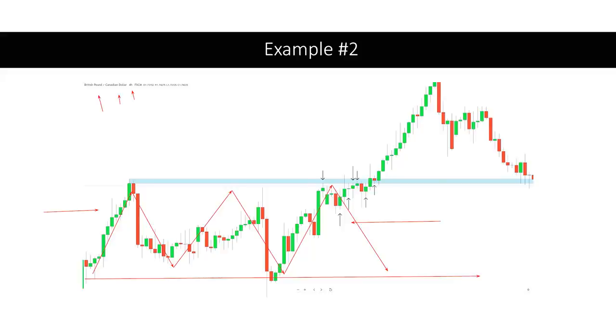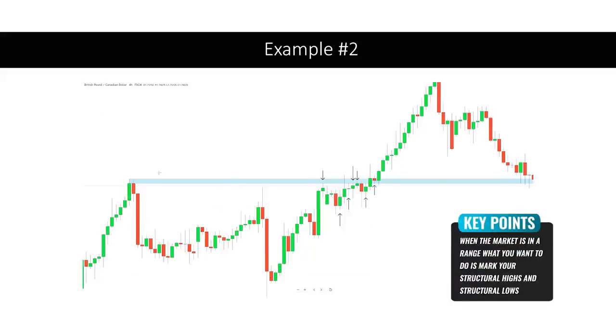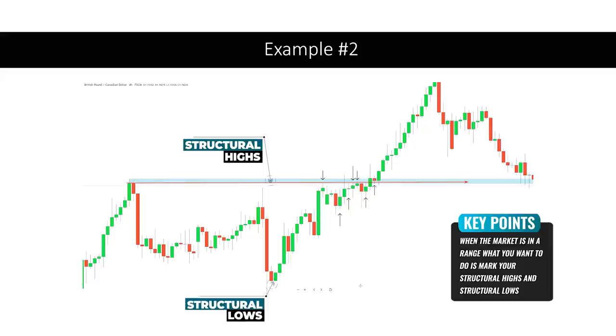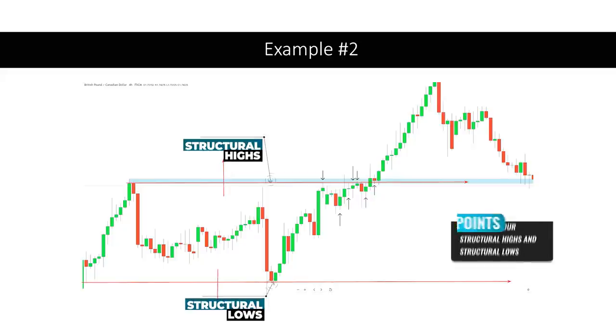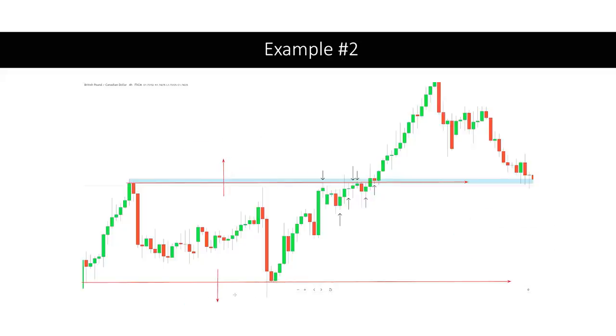is in a range. Now, when the market's in a range, what you want to do is mark your structural highs and mark your structural lows. The reason you want to do this is because if price breaks to the upside and closes, or breaks to the downside and closes, there's a very strong chance that price will continue in that direction, or should we say, high chance.